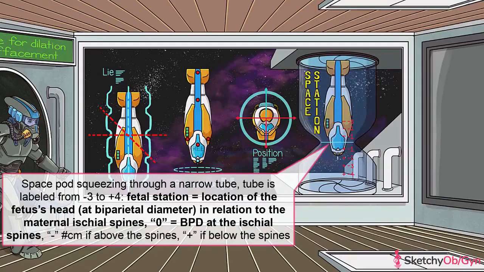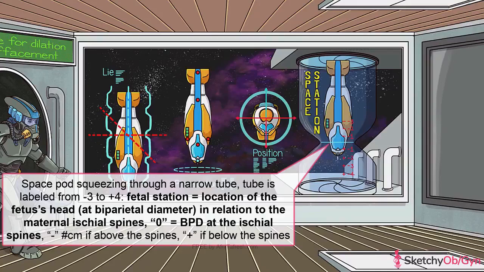0 is when the biparietal diameter is at the level of the ischial spines. If the head is above the ischial spines, further up the birth canal, you can count the centimeters and add a minus sign behind it. So, for example, if the head is 2 centimeters above the ischial spines, you'd refer to the fetal station as -2. Any location in front of the ischial spines is a positive value.